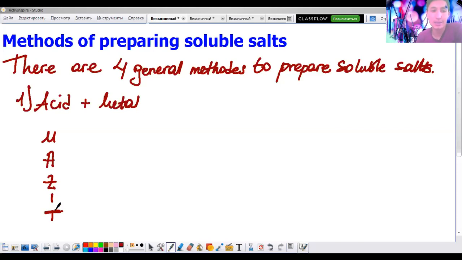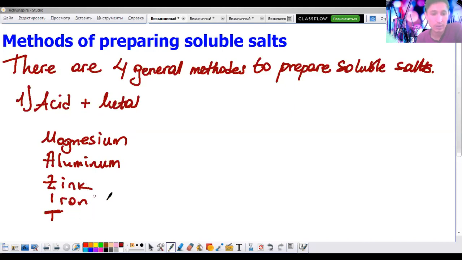So MAZIT is: first, magnesium; Al is aluminium; Z is zinc; I is iron; and T is tin. We need to use these metals to produce salt. A metal plus acid produces salt.